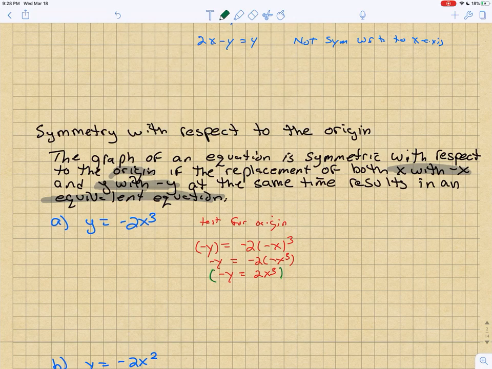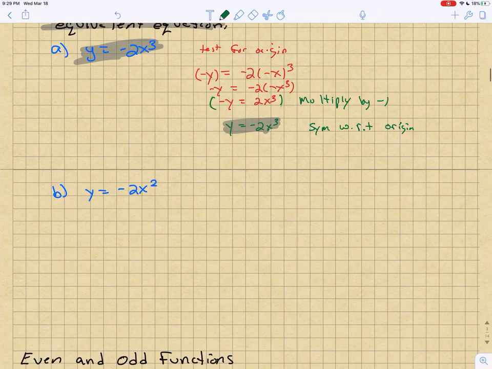let's do this. Multiply by negative 1. I do that, negative y becomes y, 2x cubed becomes minus 2x cubed, and now I've processed the whole thing, and I got the same. So we would say it is symmetric with respect to the origin. And again, that test is done by replacing the x with the opposite of x and y with the opposite of y.